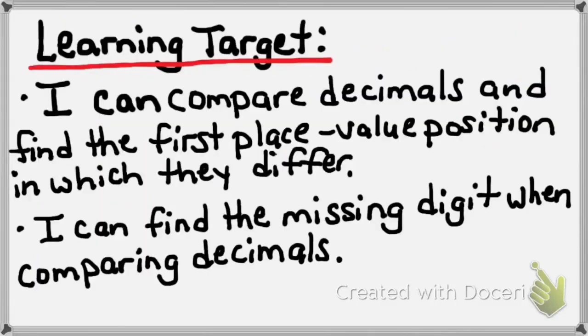So hopefully by now you can confidently say I can compare decimals and find the first place value position in which they differ. And I can find the missing digit when comparing decimals. We will be doing more practice in class, but as we do that practice, if you still feel that you're having difficulty, please see one of the teachers and we will work with you to make you feel comfortable in saying these learning targets. Good luck with this lesson.